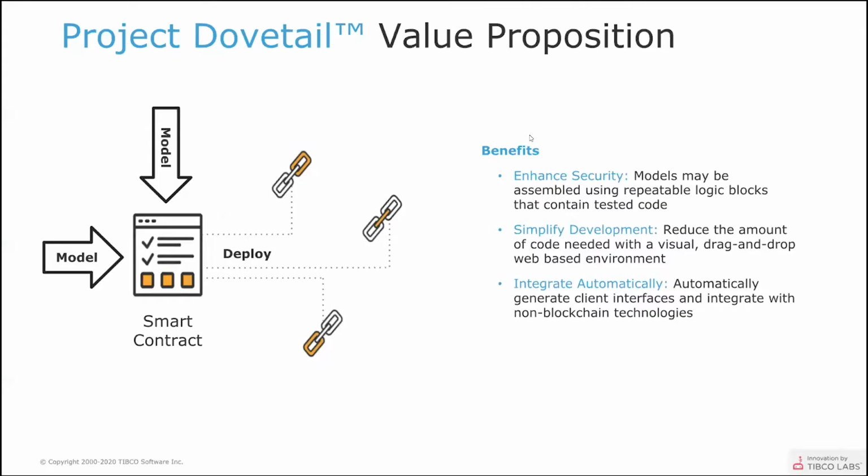So the value proposition for Dovetail is what we talked about, right? We are enhancing security. Since you can expose a smart contract as a normal REST API, there is no difference. People don't need to know that you're using a blockchain, right? You're just inheriting all that security. And we're simplifying the deployment and the development by just having a drag and drop approach for modeling smart contracts. You can integrate automatically by generating some client interface and exposing that as an API.